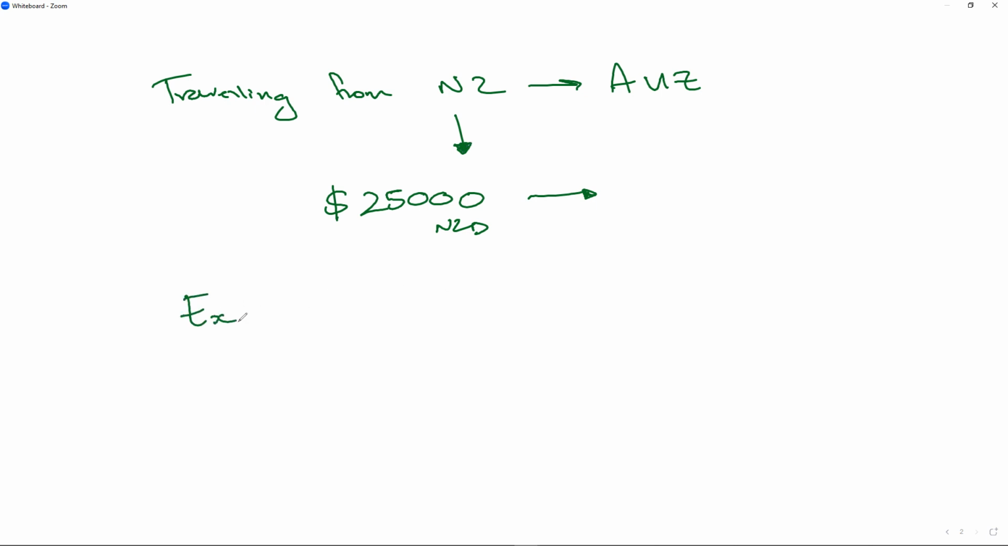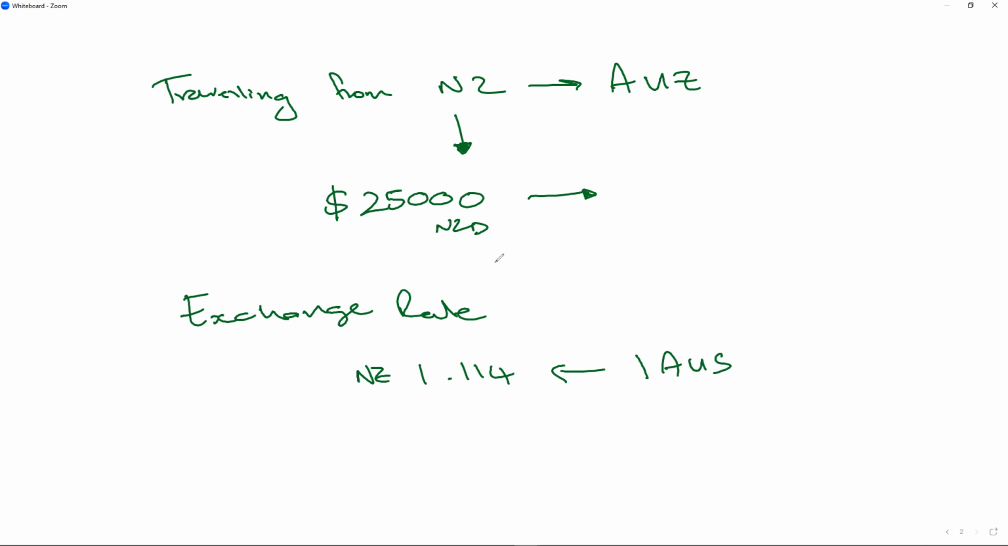So exchange rate, just like the word exchange, means you are giving up some money to get something else. So you're exchanging New Zealand dollars to receive Australian dollars. So the exchange rate, let's say, is for every one Australian dollar, you get 1.114 New Zealand dollars, let's say. All right, let's say this was the exchange rate.